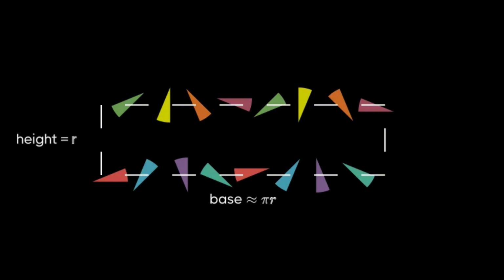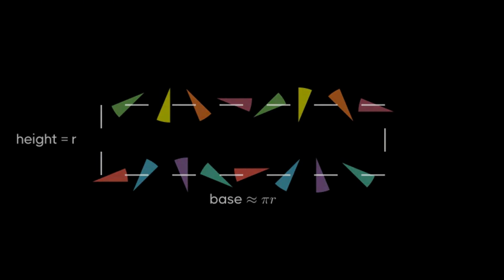With 16 sectors, our shape is very close to a perfect rectangle. The jagged edges are barely noticeable. This rectangle has a height exactly equal to the radius and a base that's almost exactly equal to pi times r. As we increase the number of sectors toward infinity, the jagged edges completely disappear.